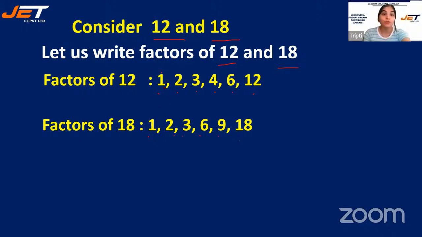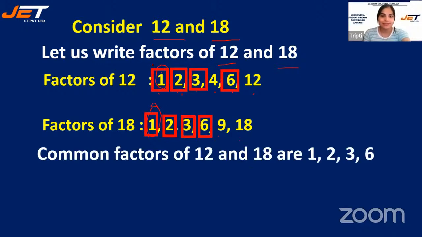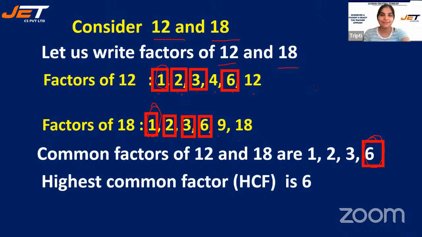But before that, we need to know the common factors. Common factors are 1, 2, 3, 6. That's it. So the highest common factor, or the greatest common factor, is 6. Easy. 6 is the HCF, or you also call it GCF.